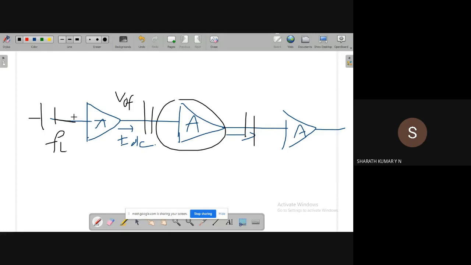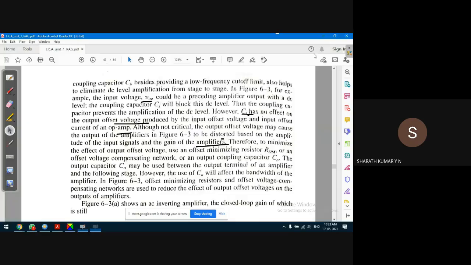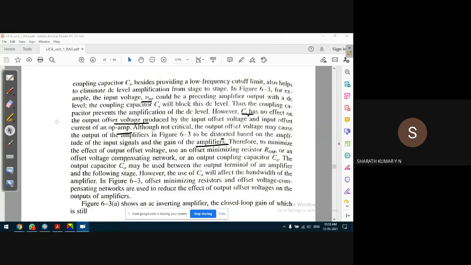It happens because when the input is 0 volts, the output should have been 0. But if there exists any output offset voltage, then that will affect the various stages of the amplifiers. To minimize the effect of the output offset voltage, the offset minimizing resistance ROM that we have seen earlier can be used, so that the output offset voltage can be nullified. It can be minimized to 0.